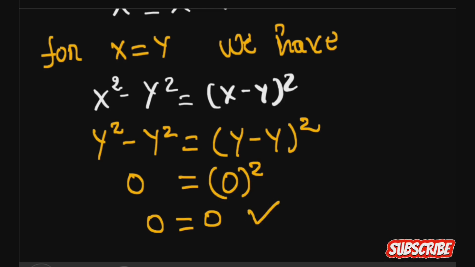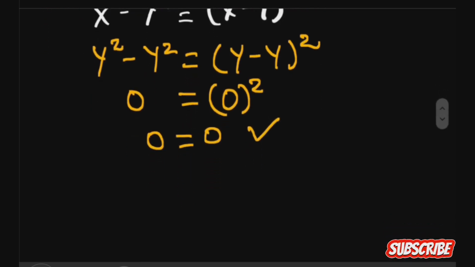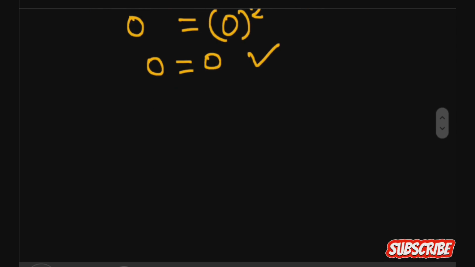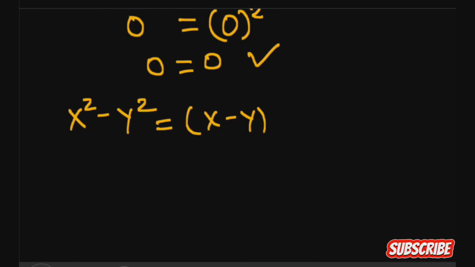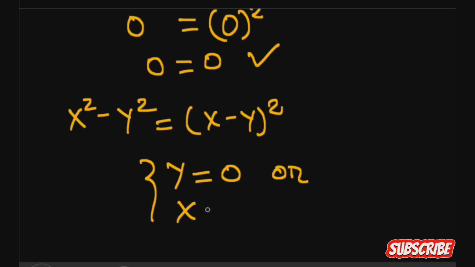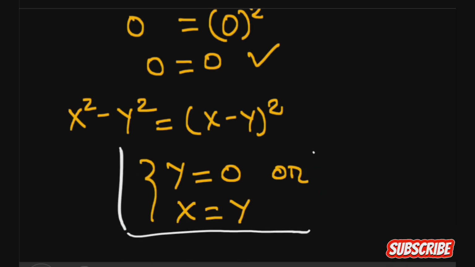This is good also. So finally at this level, the solution of the equation x squared minus y squared is equal to (x minus y) all squared, are y can be equal to 0, or x can be equal to y. So we have our solutions, and I hope this video was helpful.